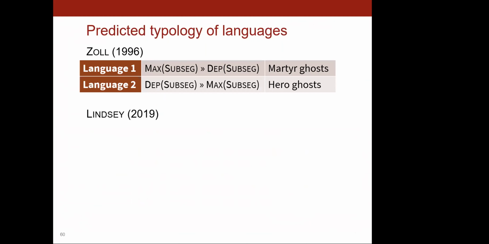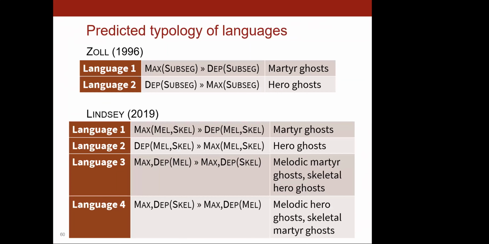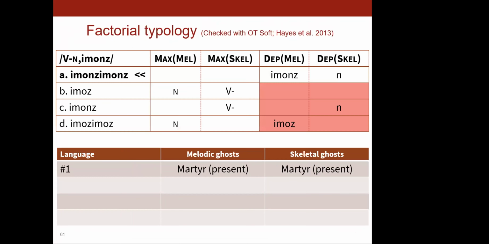The two constraints that Zoll proposed predict two types of languages, languages that have martyr ghosts and languages that have hero ghosts, but it does not predict a language that has both. With these four constraints, this predicts a typology of four different languages. We still predict a language that only has martyr ghosts, also a language that only has hero ghosts, but also languages that have melodic martyr ghosts and skeletal hero ghosts, or melodic hero ghosts and skeletal martyr ghosts.